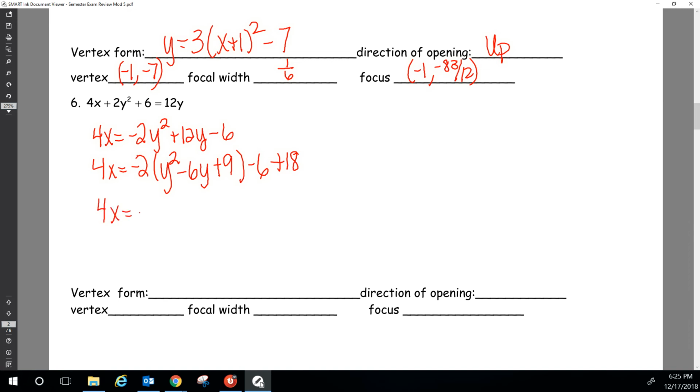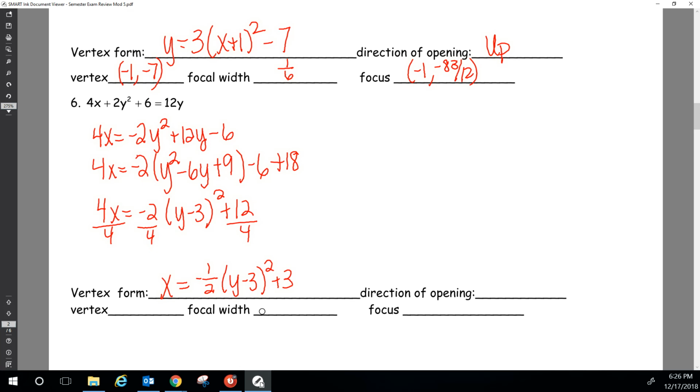So 4x is equal to -2 times y minus 3 squared. That's what this guy is. -3 times -3 is positive 9. -3 minus 3 is -6. And then 18 minus 6 is positive 12. Last step, I'm going to get this x by itself, so I'm going to divide by 4 for each of these terms. So x is equal to -1/2 times y minus 3 squared plus 3.